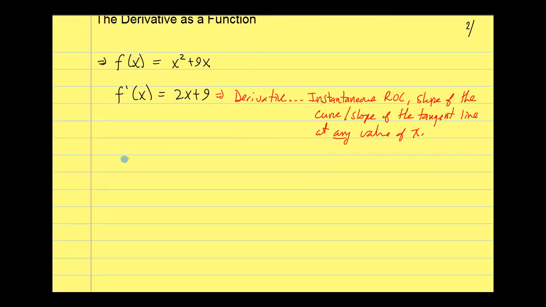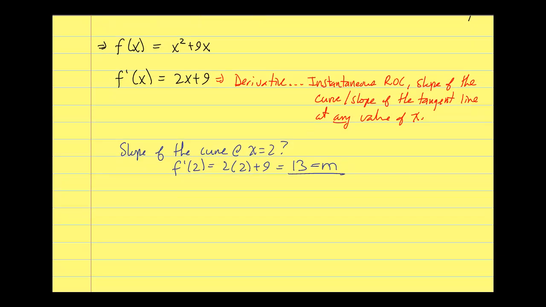So if I wanted to, I could figure out, okay, well, what's the slope of the curve at, let's say, x equal 2. Okay, well, the slope of the curve at x equal 2 would be f prime at 2, which is 2 times 2 plus 9. 4 plus 9 is 13. So in this case, the slope of the curve is m equal 13.